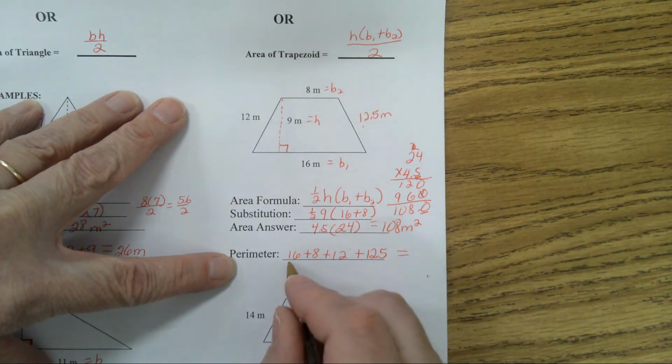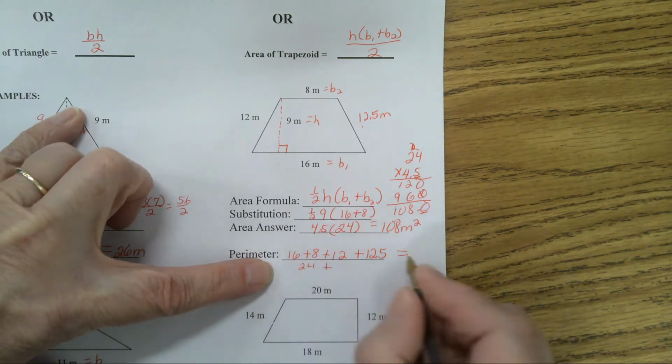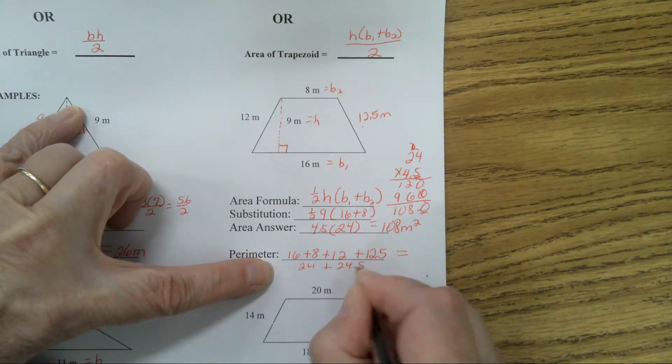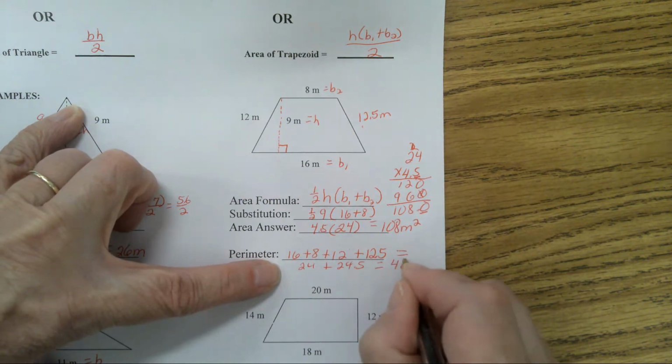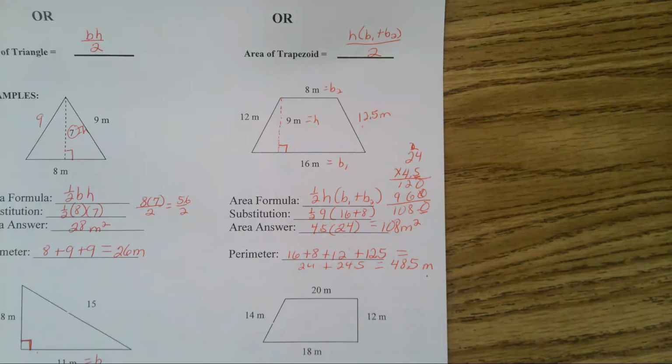So 16 plus 8 is what? 24, plus 12.5, 24.5, and you get 48.5 meters. Any questions? Yes?